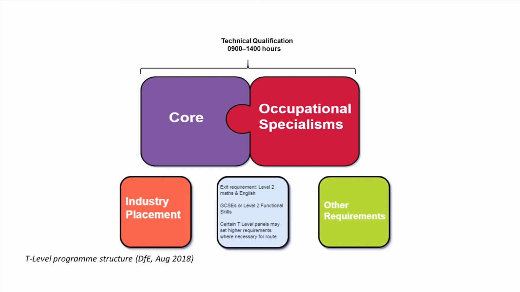There's also an exit requirement of English and Maths for the T-Level programme, and this requirement is set at level 2. There is an exception to this for SEND learners, which is set at entry level 3. The English and Maths requirement can be met with either GCSE grade 4 or functional skills at level 2.